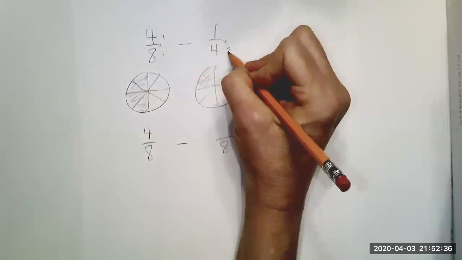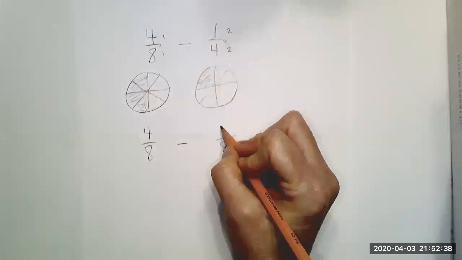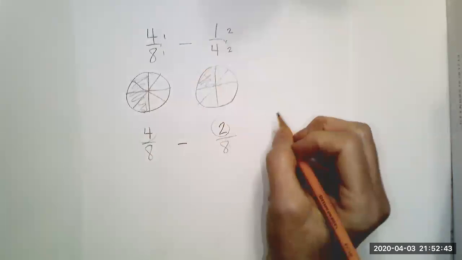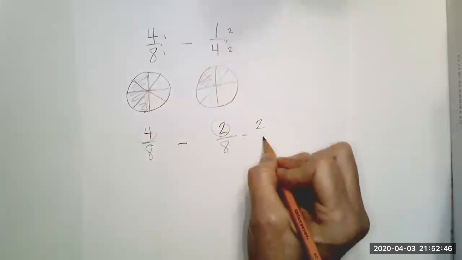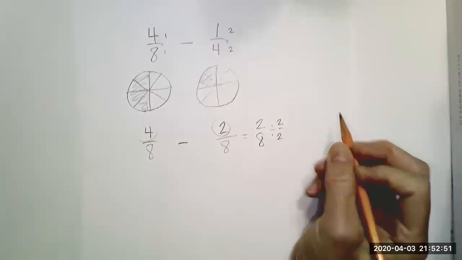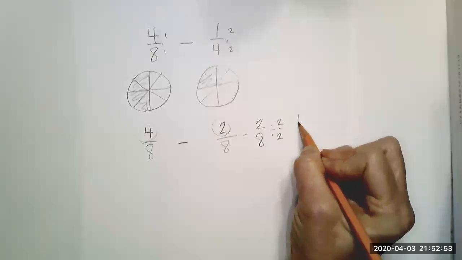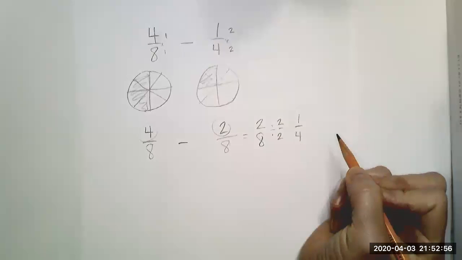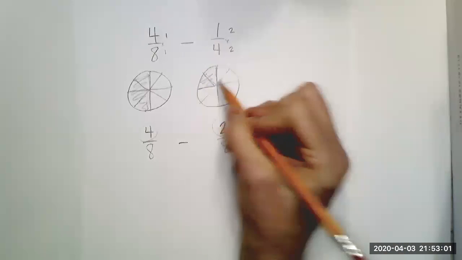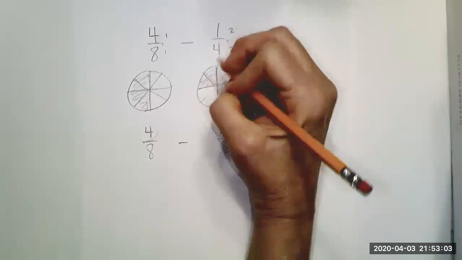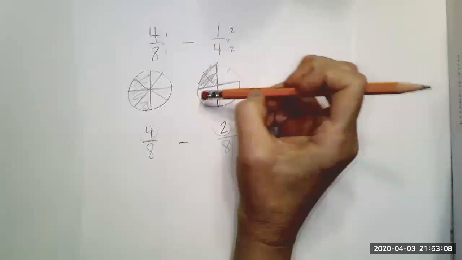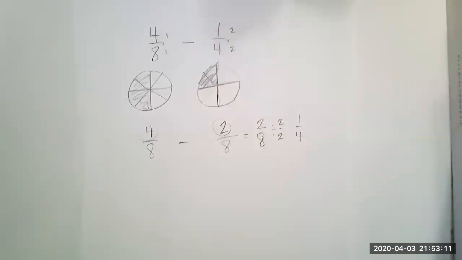What did we do to the 4 to get 8? Do the same thing to the 1. 4/8 minus 2/8. You only subtract the numerator. Keep the same denominator. That can reduce because both of these can be divided by 2, which I end up with 1/4. So 2/8, which is the visual that I showed you here, also has the value of 1/4, which is the visual I had given you initially.